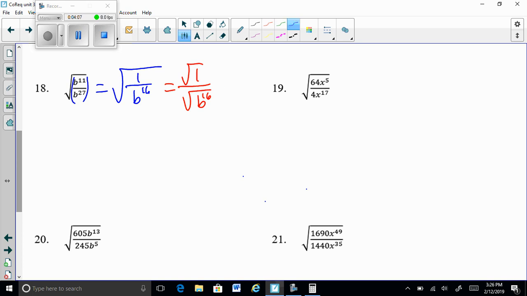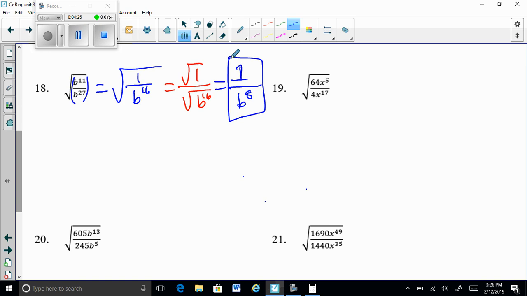The square root of 1 is 1, and the square root of b to the 16 will reduce down to b to the power of 8. And there you go, 1 over b to the power of 8.